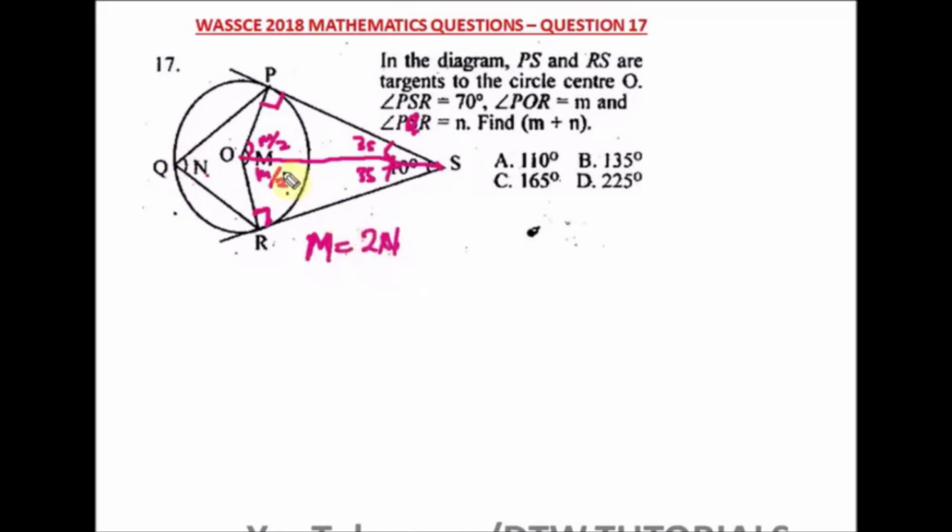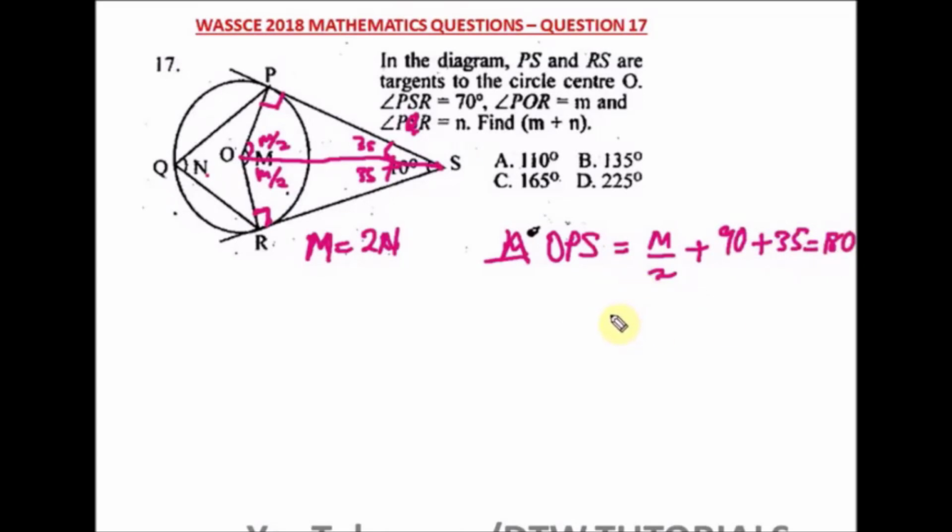So since we know this, and we have here M divided by 2, we have this angle here, we have this angle here. Okay, so let's try to find M. To find M, the sum of angles in a triangle is equal to 180. Let's just pick one of the triangles. Let's say we are picking triangle OPS. So the sum is equal to 180. So we have M divided by 2 plus 90 plus 35 equal to 180.